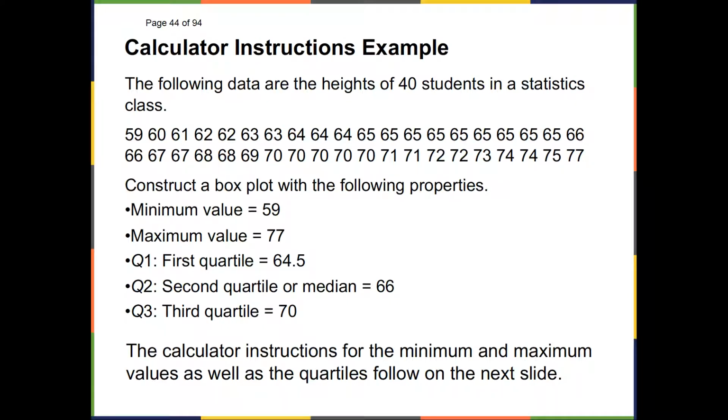Let's look at this. This would be the height of 40 students in a statistics class. Again, data is ordered from smallest to largest. The minimum value is 59, and the highest value is 77. Again, we would calculate the first quartile, second quartile, and third quartile.